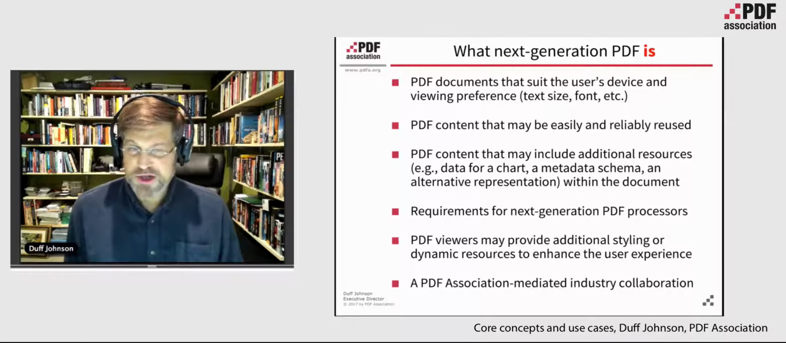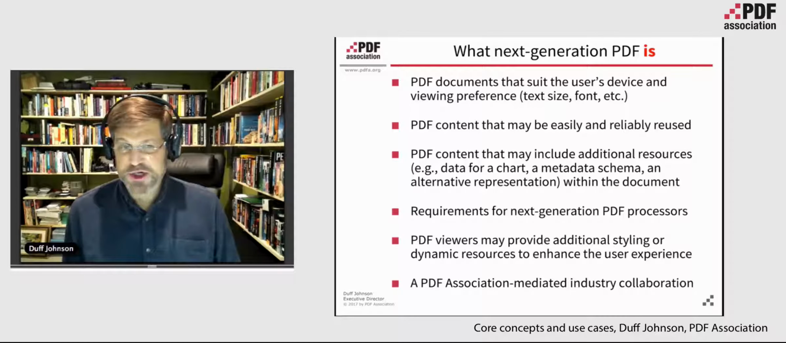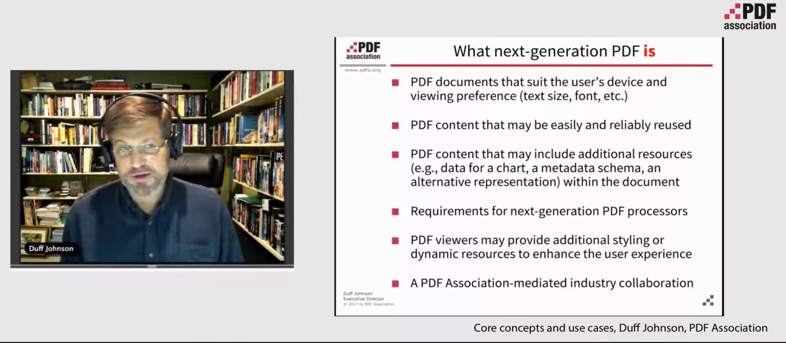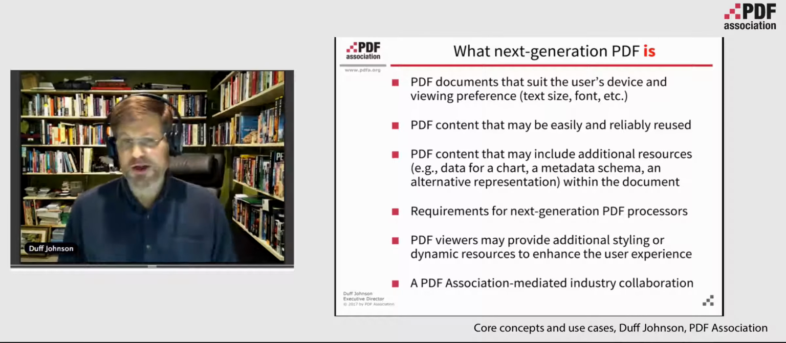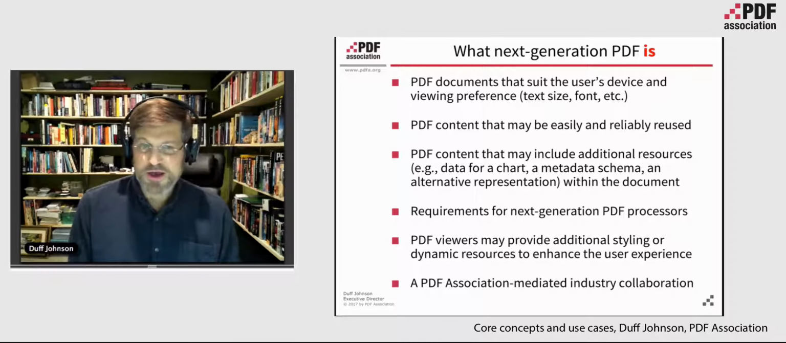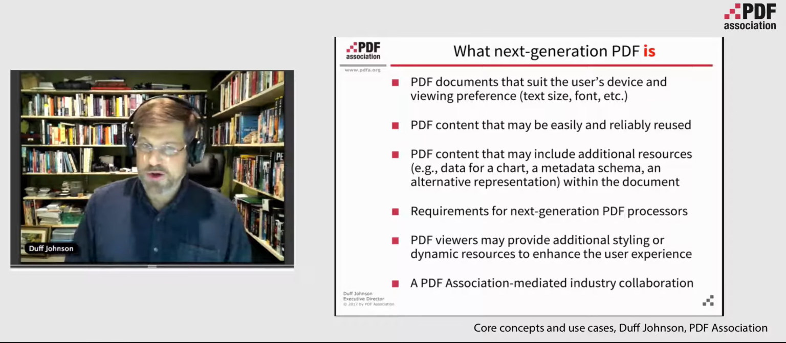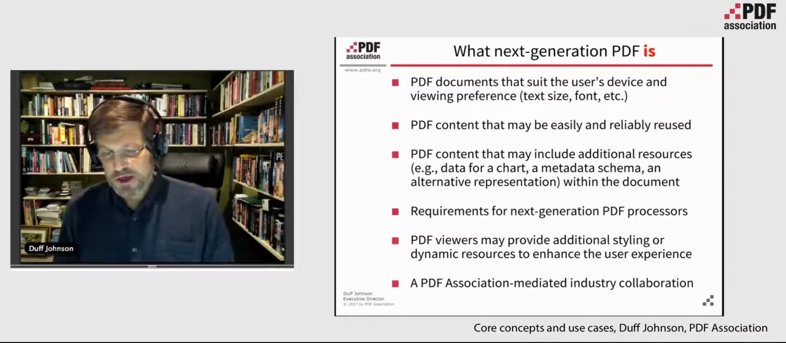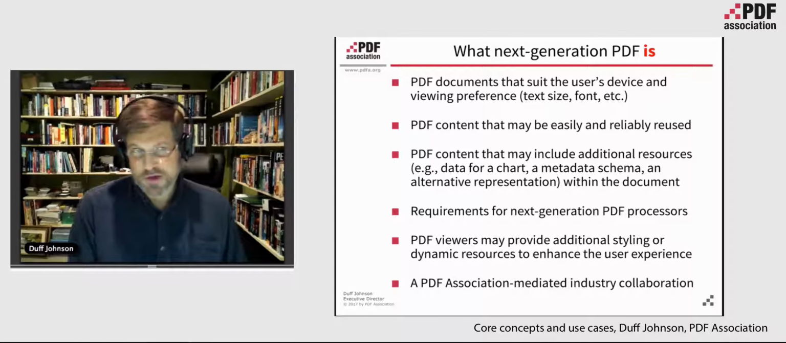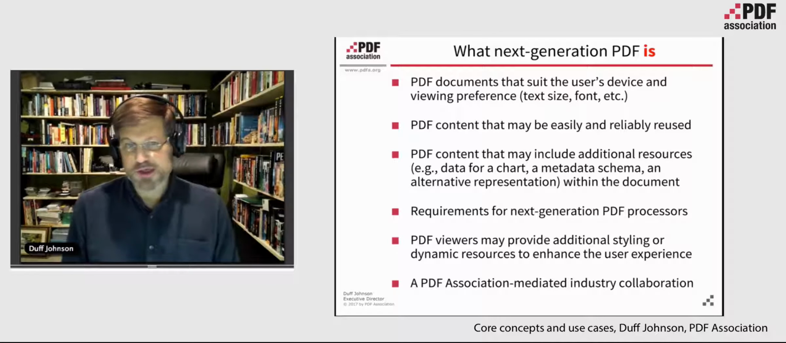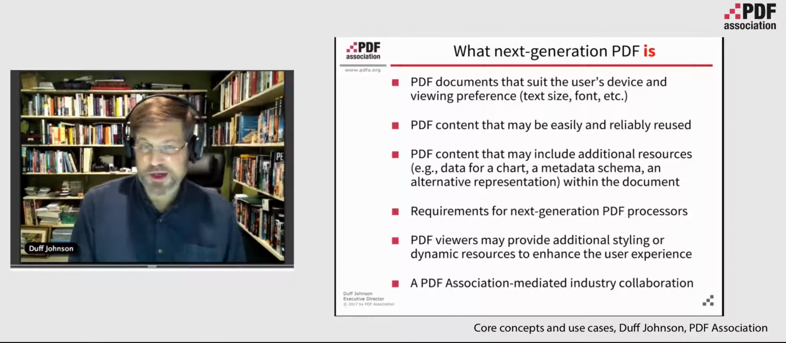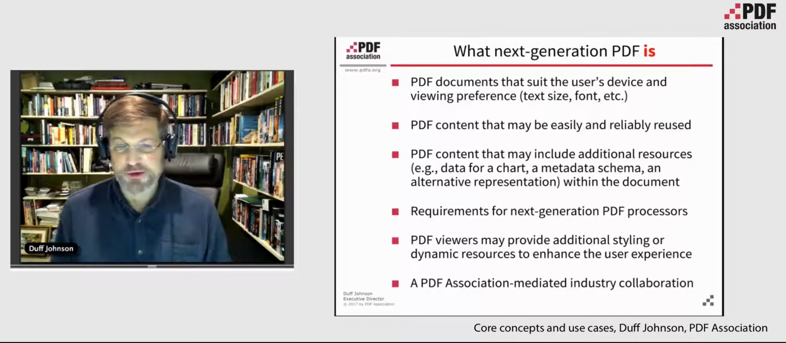Requirements for next generation processors. A part of the next generation specification pertains to the content that must be present in the PDF file itself. Another major feature of the specification is the requirements that to call yourself a next generation PDF processor, you will need to be able to do this, that, and the other thing with the content in a PDF file. Most notably, derive that content from PDF to HTML. We'll talk about that in a moment.